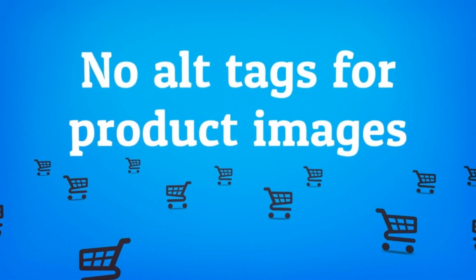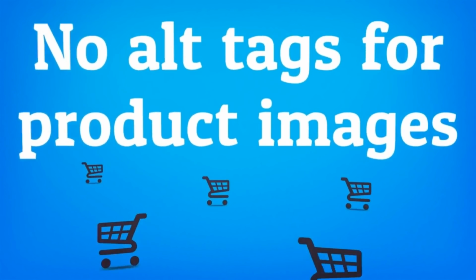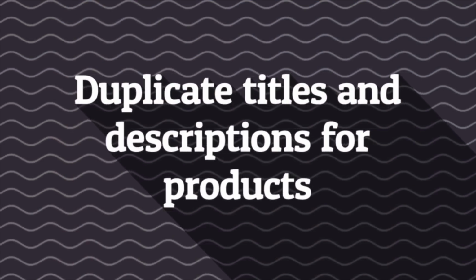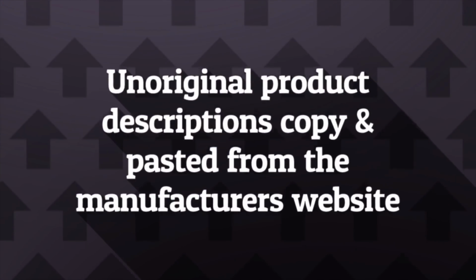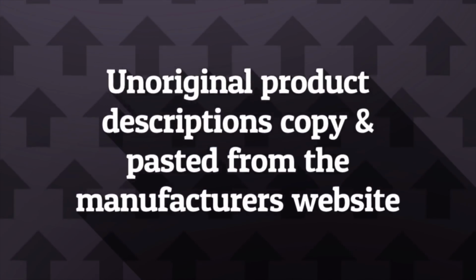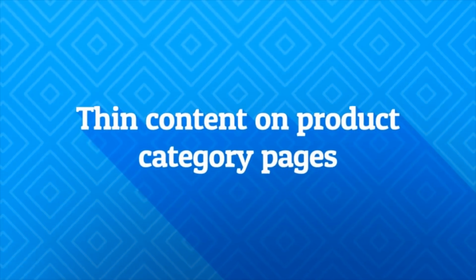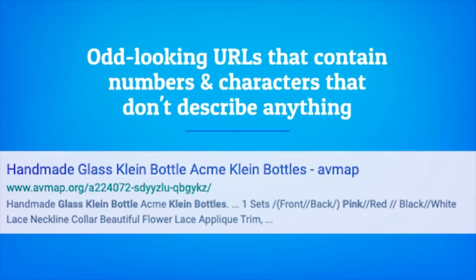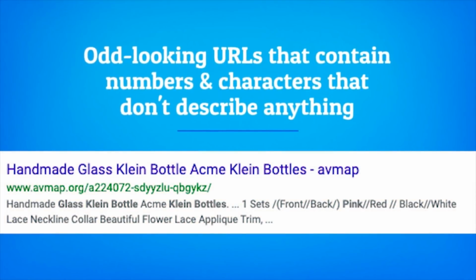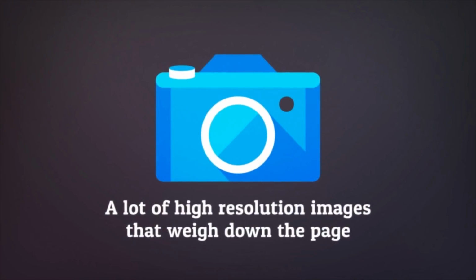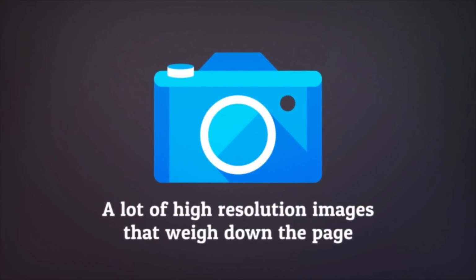no alt tags for product images, duplicate titles and descriptions for products, unoriginal product descriptions copy and pasted from the manufacturer's website, thin content on product category pages, odd-looking URLs that contain numbers and characters that don't describe anything. For example, take a look at this green URL below, which has appeared in search results. A lot of high-resolution images that weigh down the page.